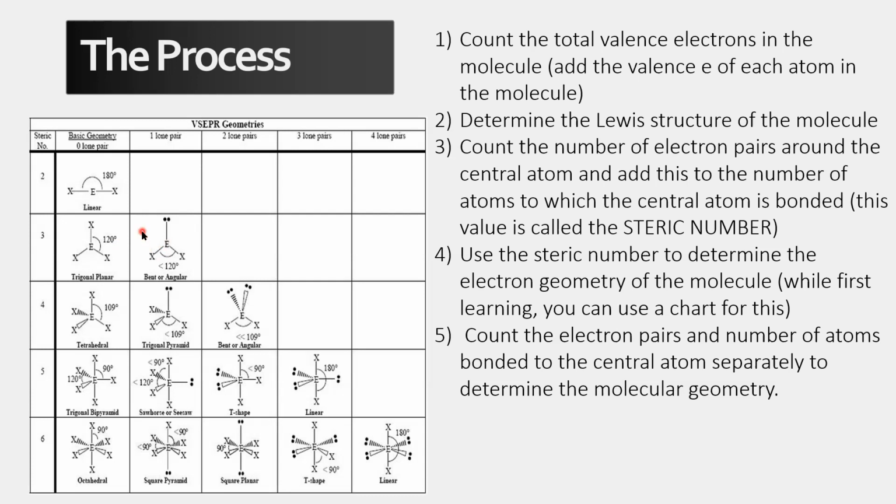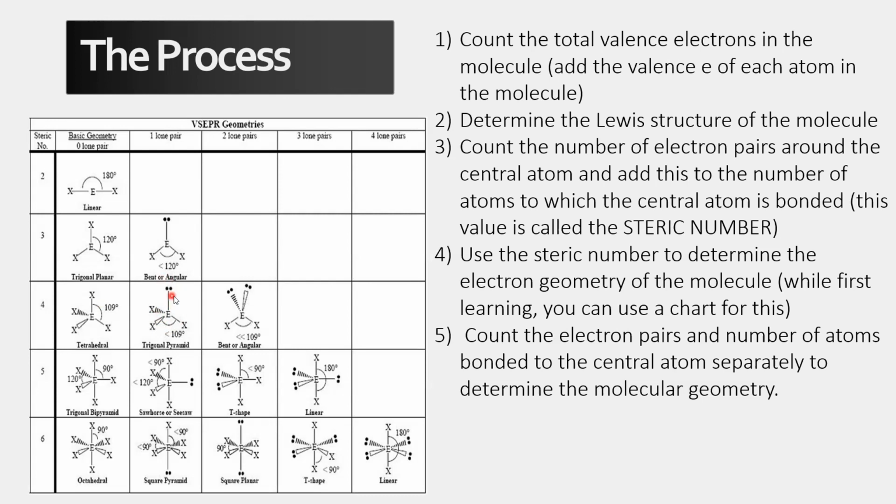And then step 5 is determining your molecular geometry. At this point, we have the Lewis structure, we know the electron geometry, and we would like to find the molecular geometry. To do this, you look at your steric number, go down the chart to figure out which base electron geometry you're dealing with, and then pay attention to how many of those things you counted for the steric number are atoms and how many are electron pairs.